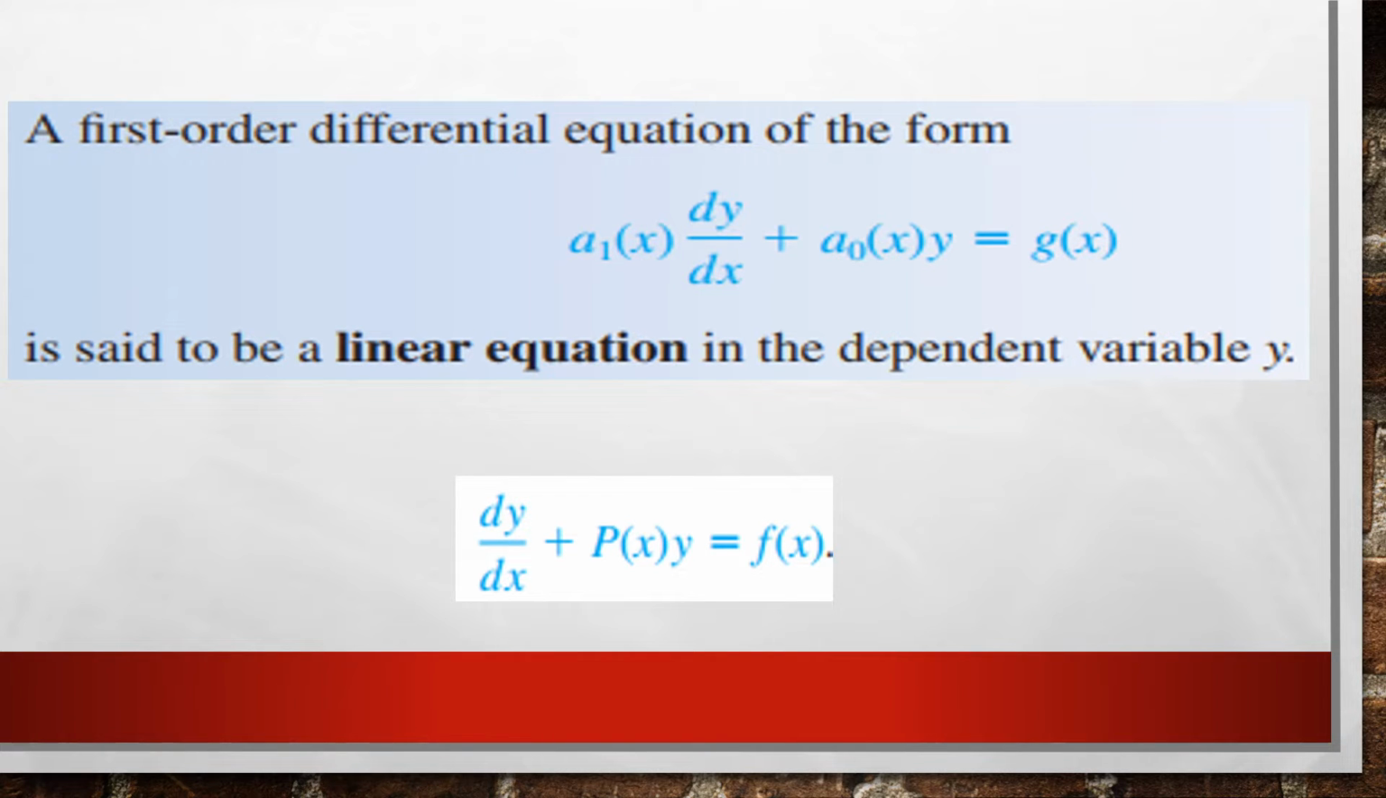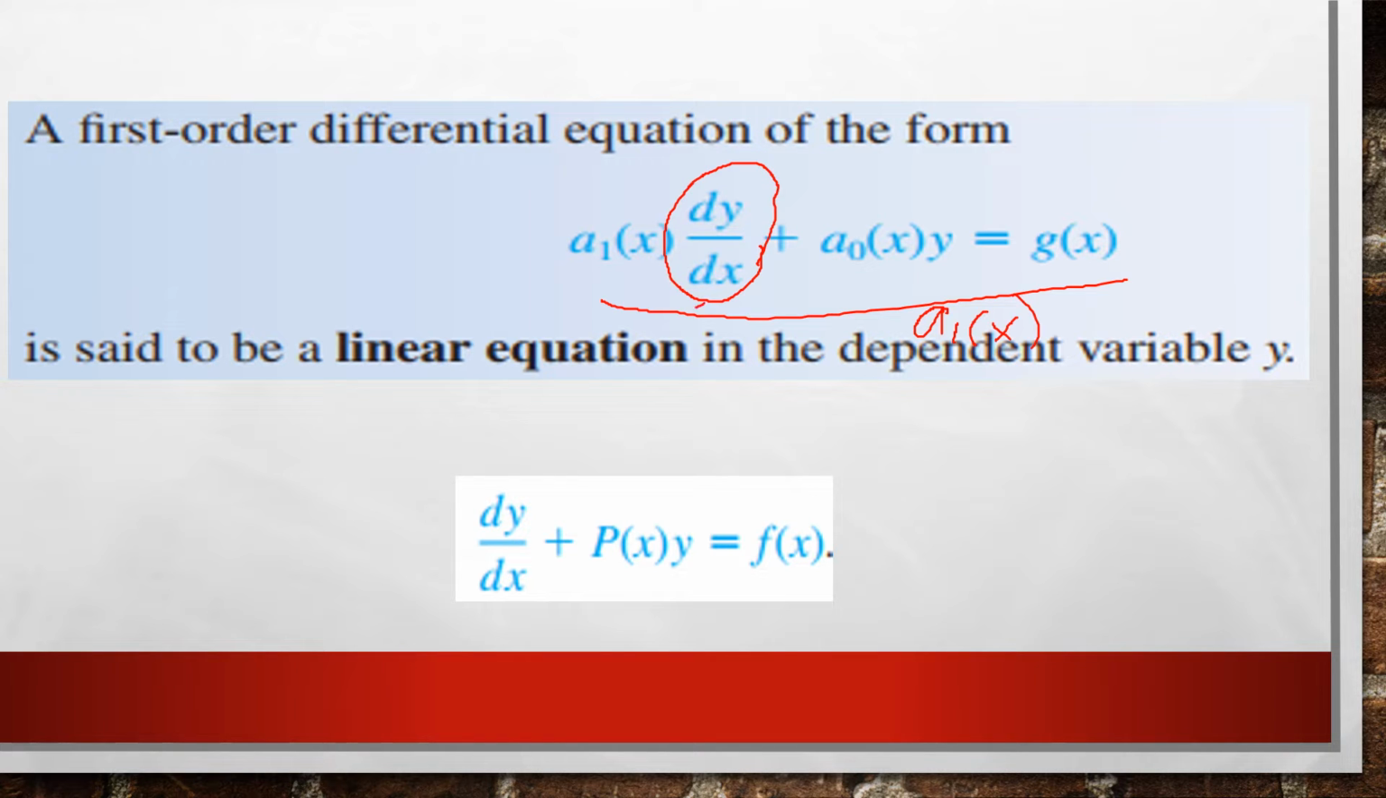So a first order differential equation of the form a1(x) dy/dx plus a0(x) times y equals g(x) is said to be linear in the dependent variable y. We take the form of just dividing by a1(x). Then we notice that this is the resulting equation.